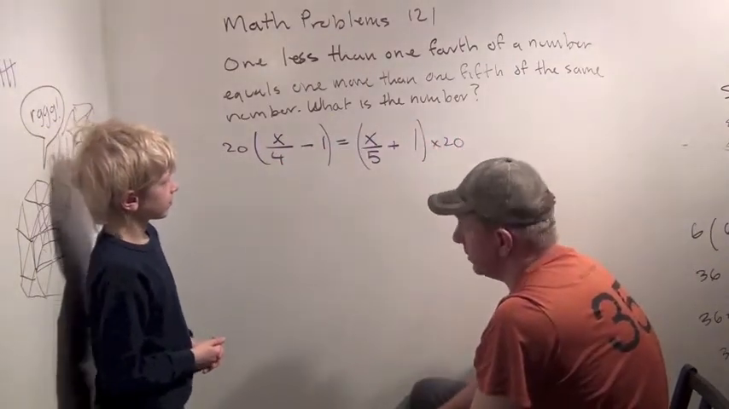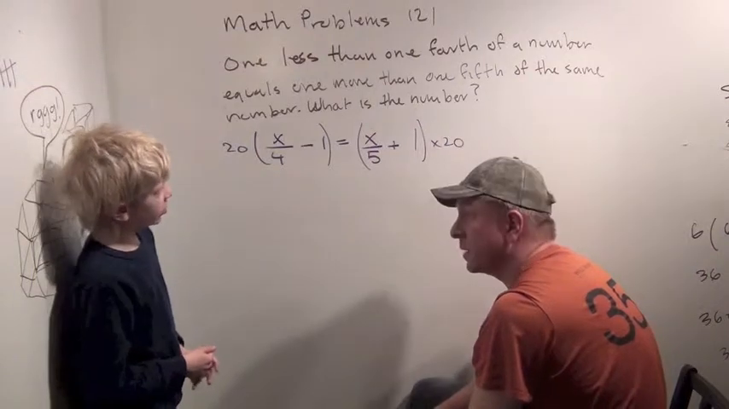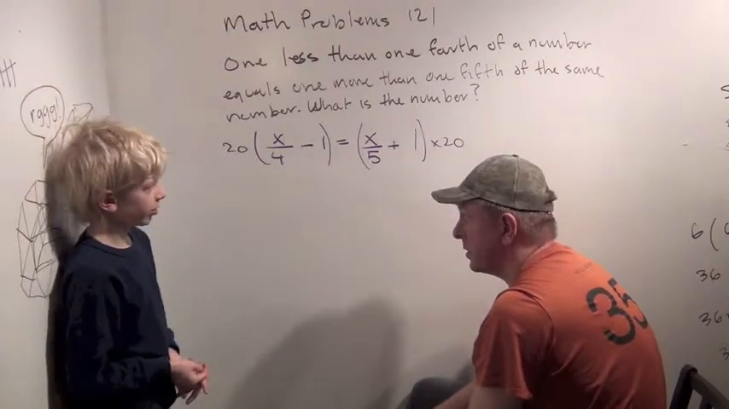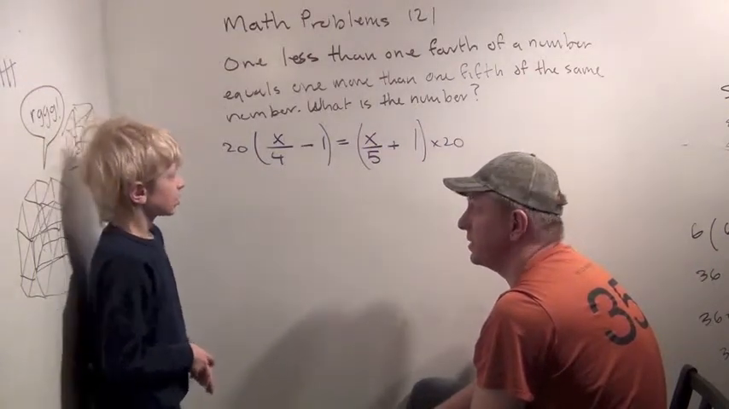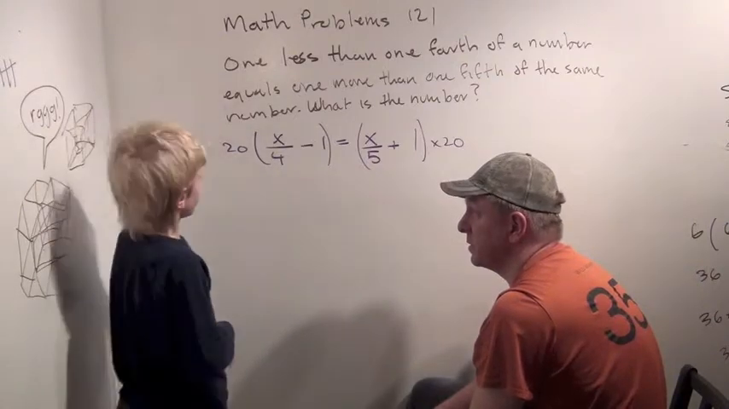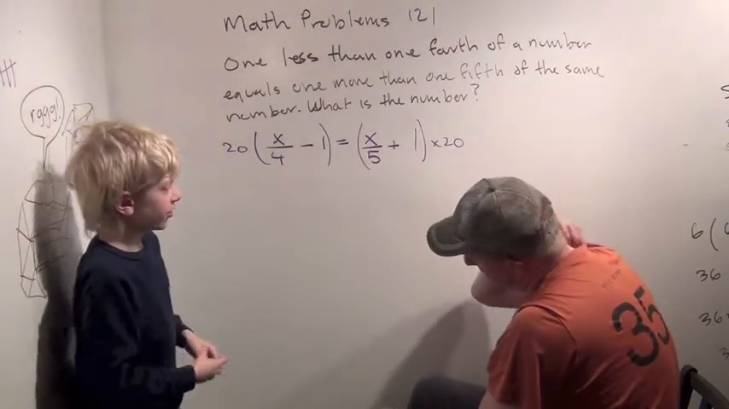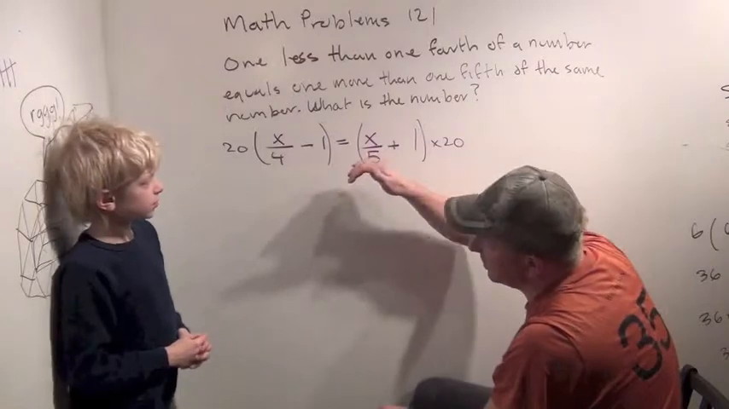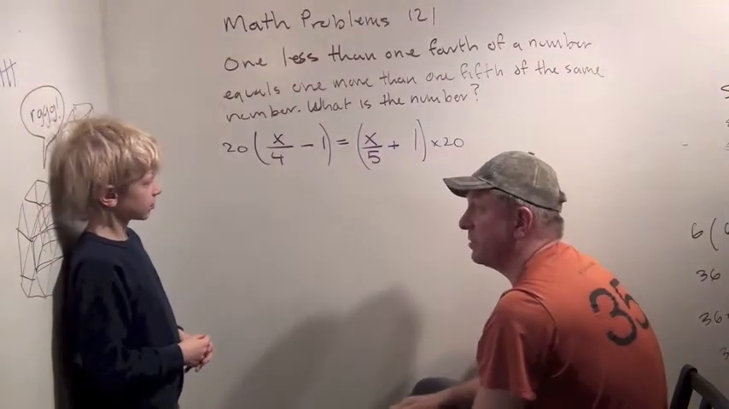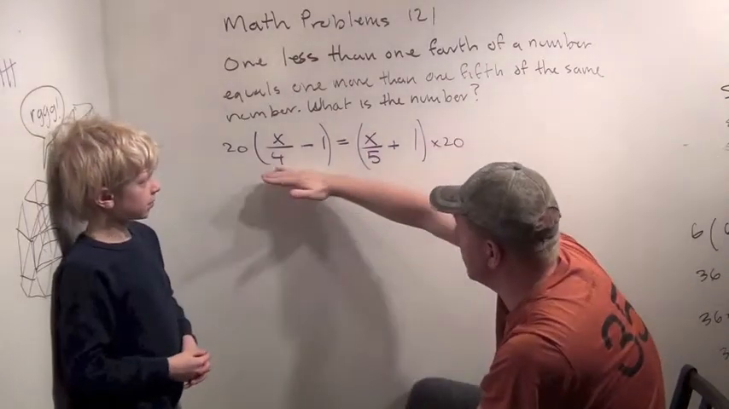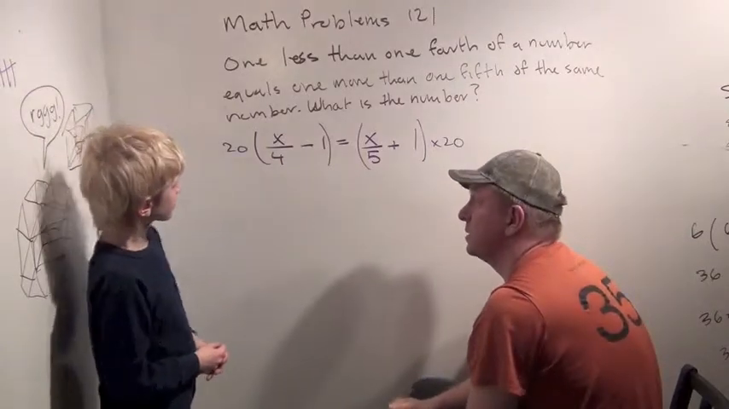Why can I do that? Because it's the least common multiple. Okay, sure, but why can I just multiply by 20? Because you're doing it on both sides. Okay, as long as I do something, if I have two things that are equal and I multiply them both by 20, they remain equal. Okay, so what do I get when I multiply this side by 20?